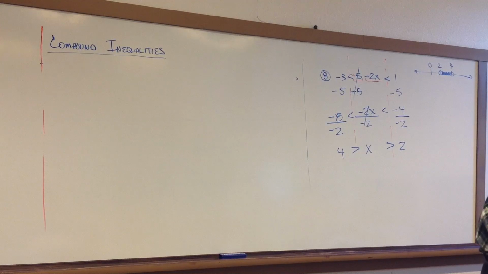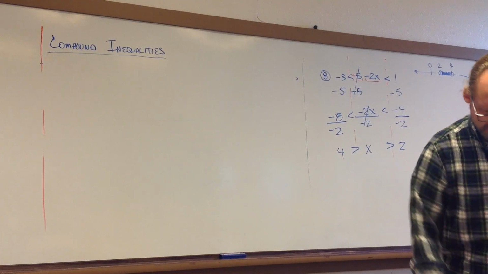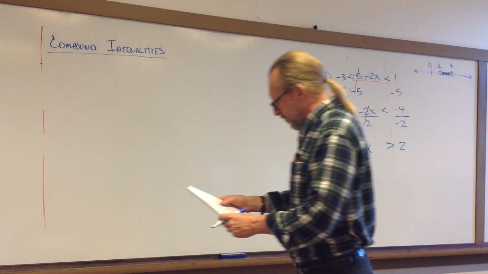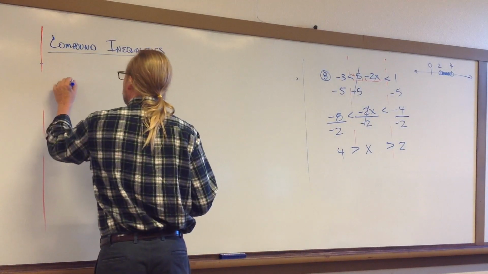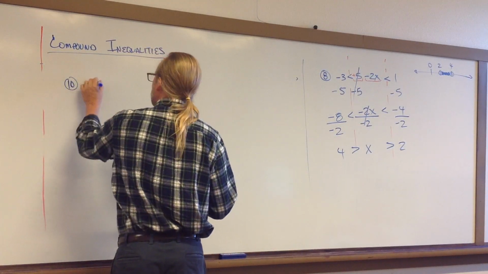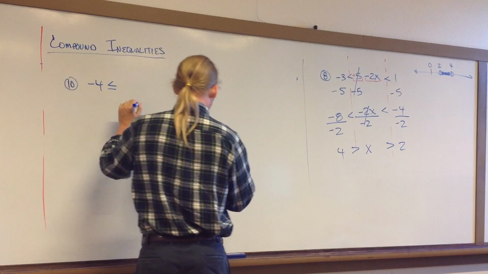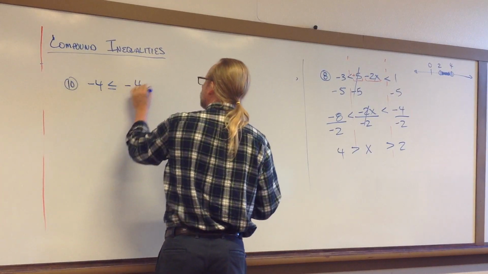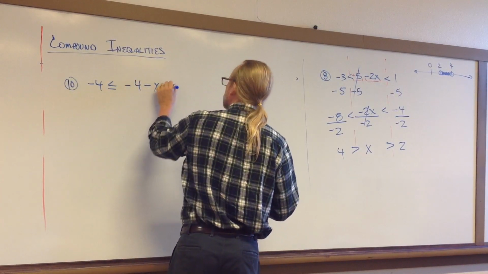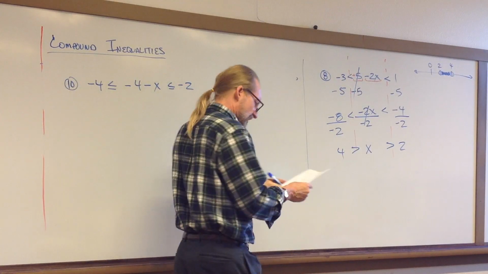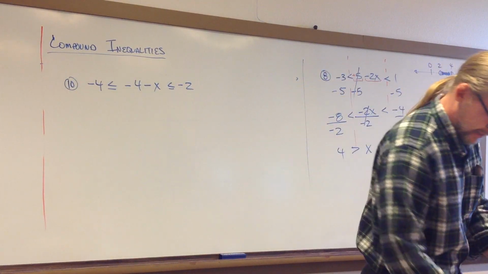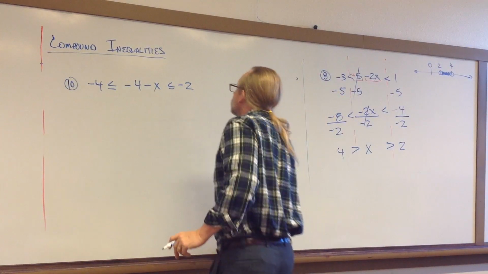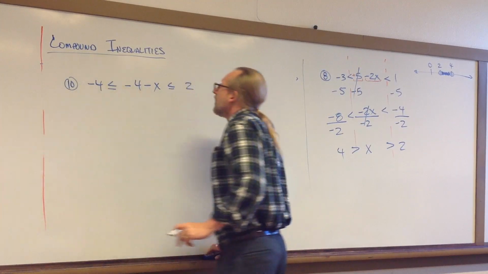All right. Let's look at one more of the AND statements. Problem 10, -4 less than or equal to -4 minus x less than or equal to -2. Let's fix that. There we go.